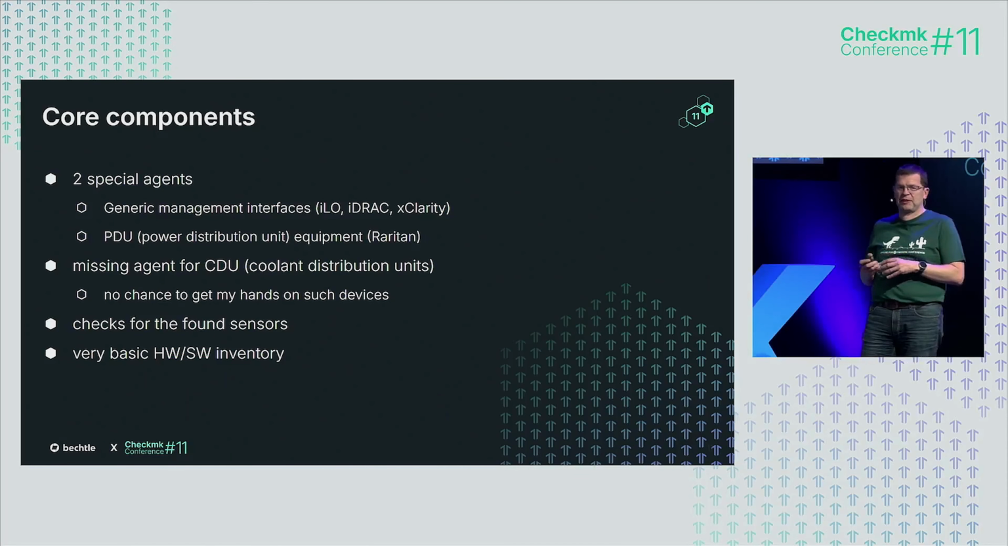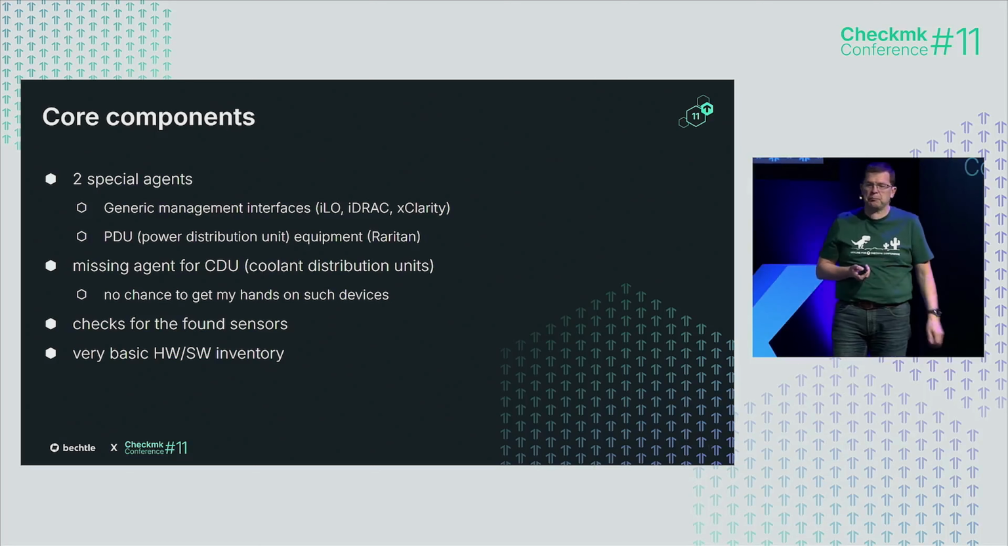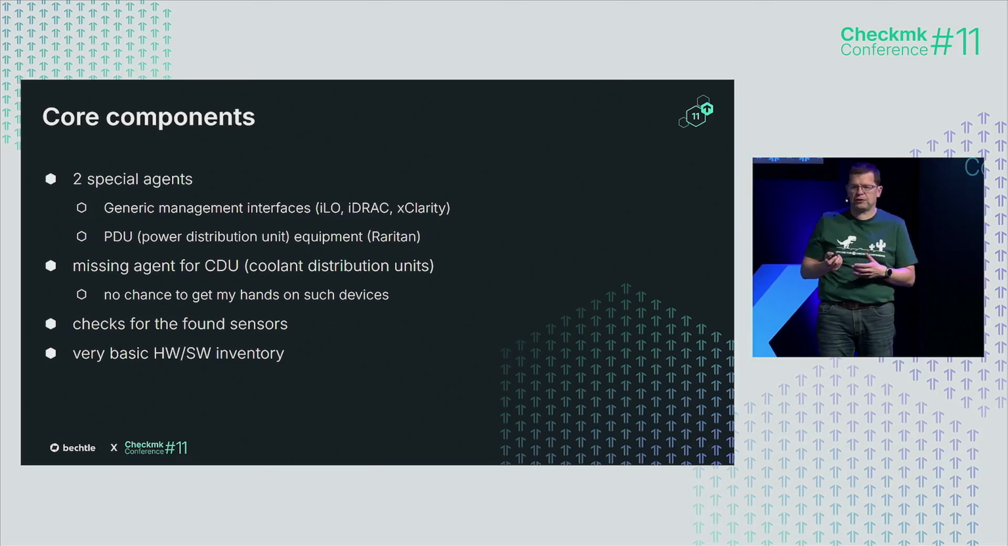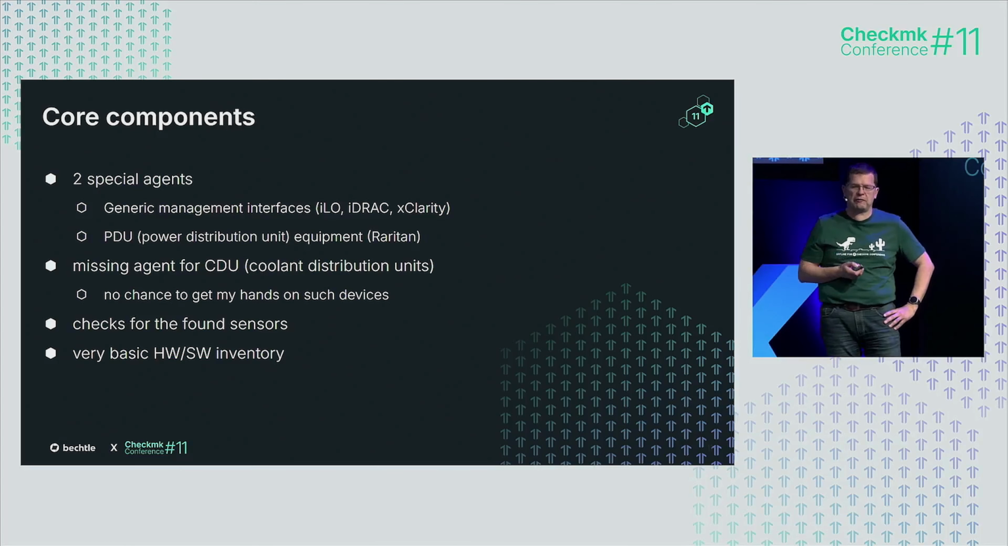The agent itself consists at the moment of 2 agents. One agent for generic server infrastructure, like blades and rack servers, and one agent for the PDU equipment. Why 2? Because the PDU equipment data structure is completely different from the data structure that you have in the generic server environment. And what you see here, as I wrote it as a missing agent, is the CDU equipment.